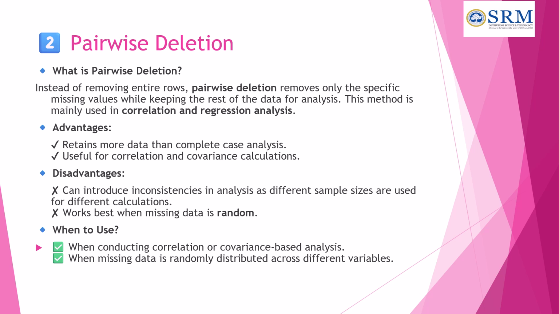However, since different parts of the analysis might be based on different amounts of data, this can sometimes cause confusion or inconsistent results. Pairwise deletion works best when missing data happens randomly and is often used when we want to understand relationships between variables, like in correlation or covariance studies.